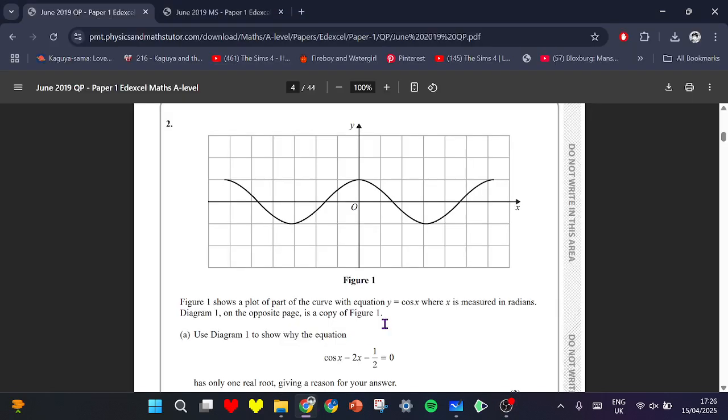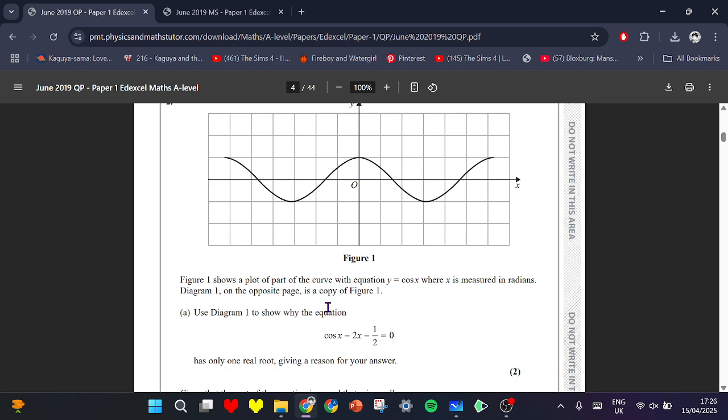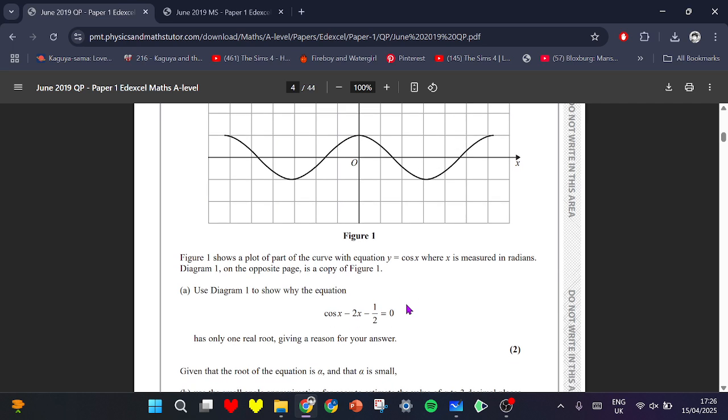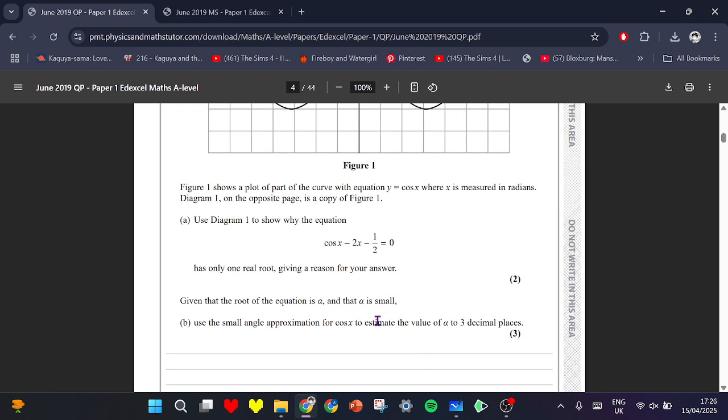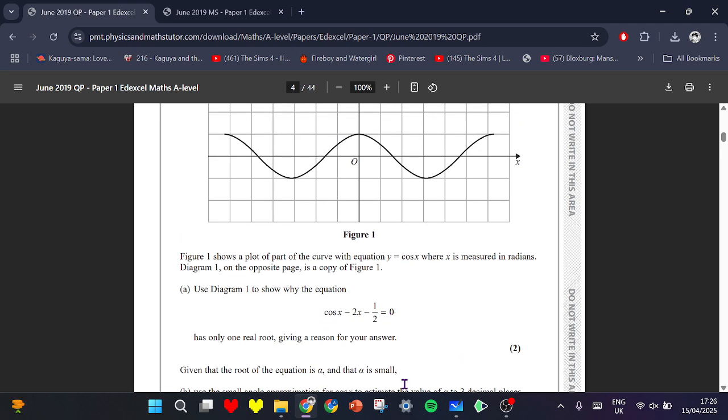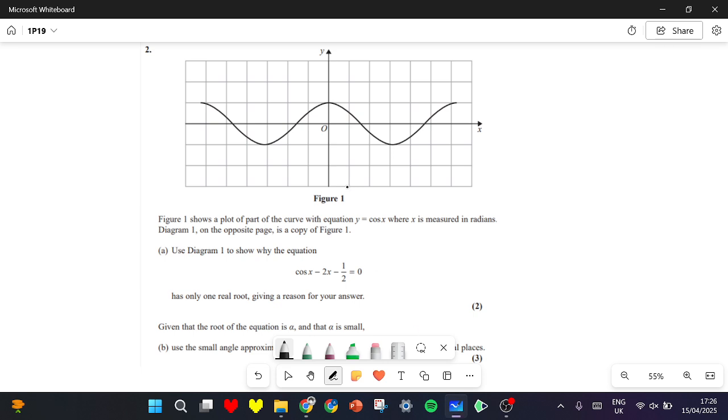Okay, so the second question is a trig question, right? So we have the graph of cos, and we have to show that this equation has one real root, and then part B is using the small angle approximation.